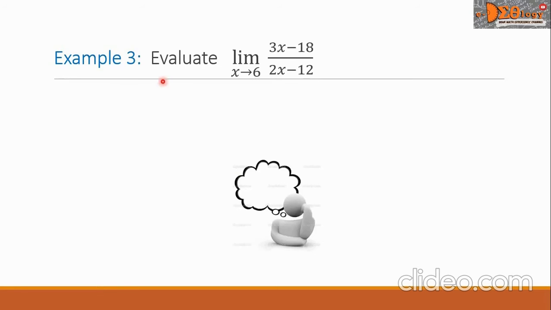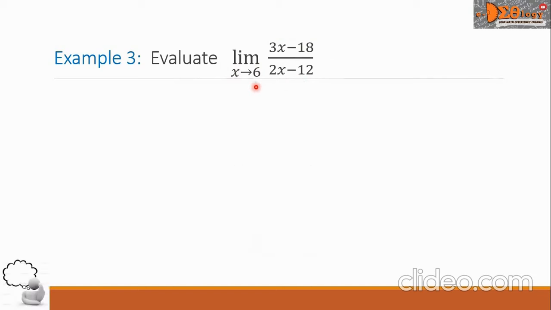Example 3. Evaluate the limit of the function 3x minus 18 all over 2x minus 12 as x approaches 6. Let us copy this problem down here, and please take note that when we substitute 6 to the x in this function, the answer will give us 0 over 0, and that is again an indeterminate form.